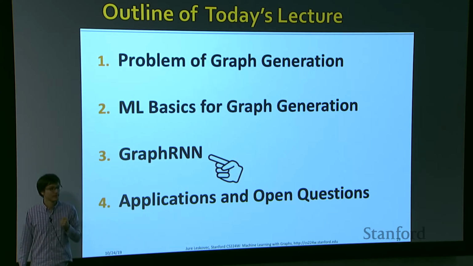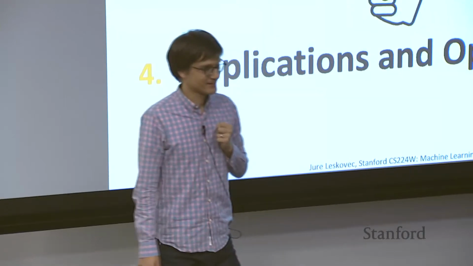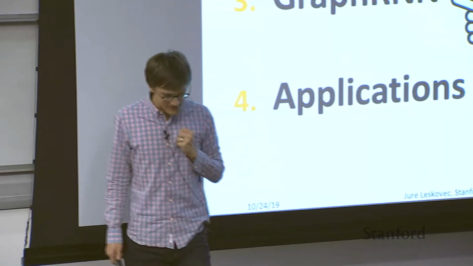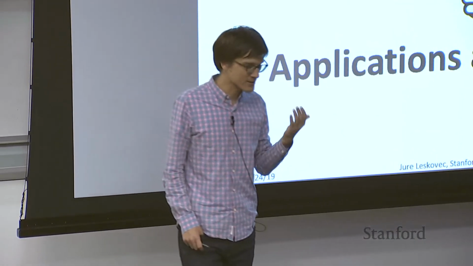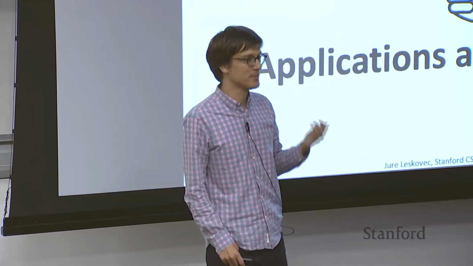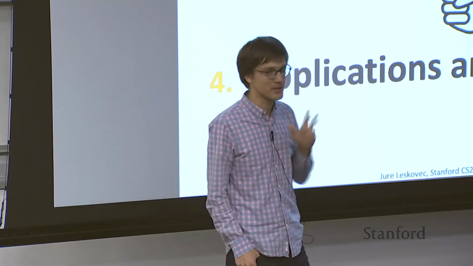Yes? Is one of the valid actions also like a stop token that says, I'm done, I've made my graph? Great. Yes, there are two special tokens. One is SOS and one is EOS. SOS means start of sequence, and EOS means end of sequence. But yeah, you need those tokens as well.